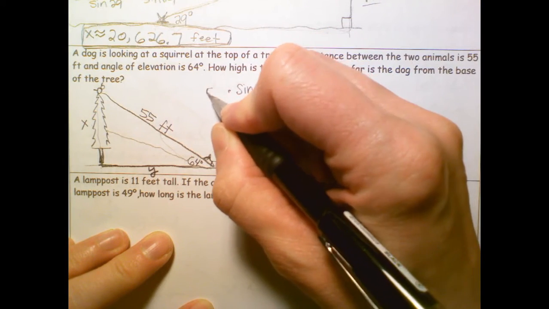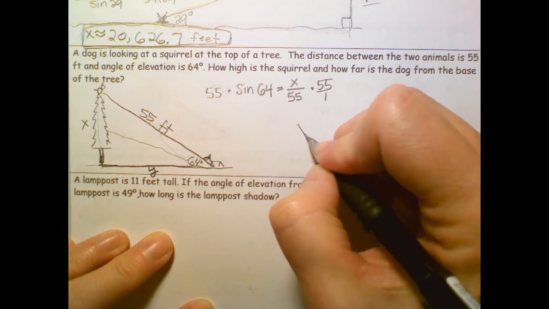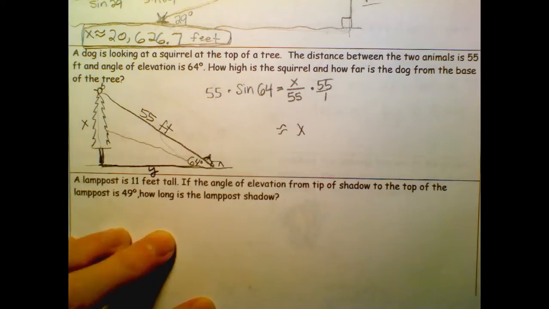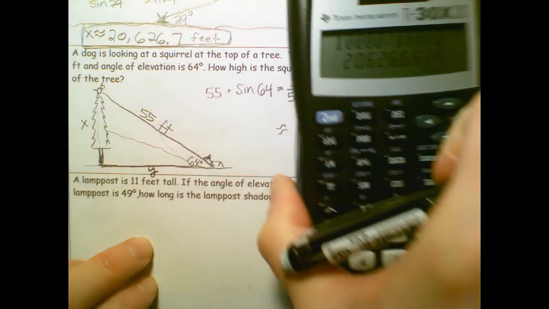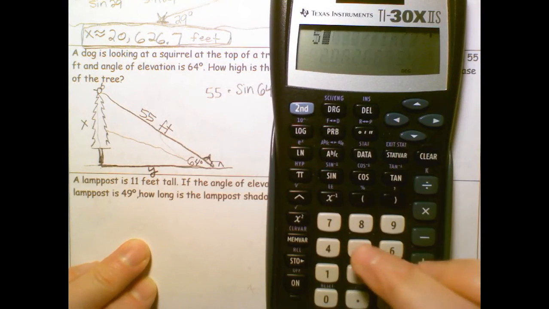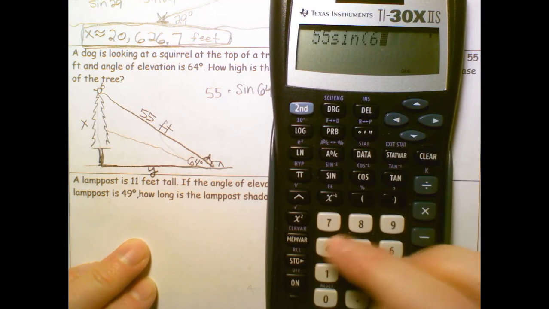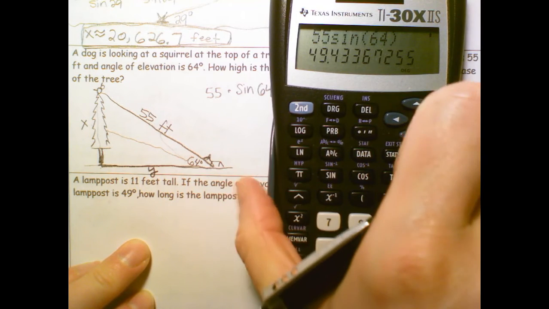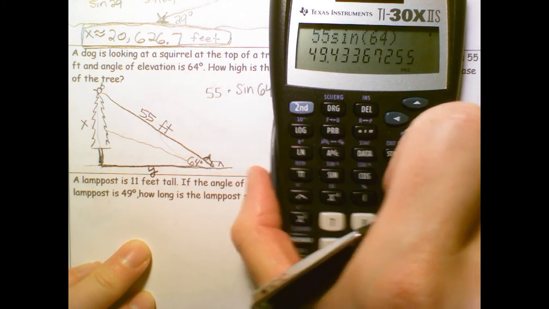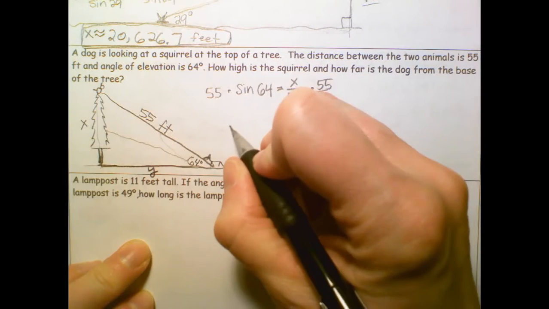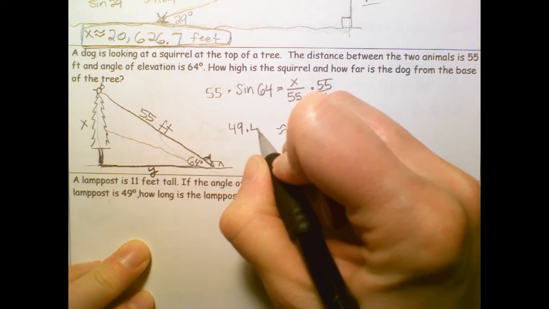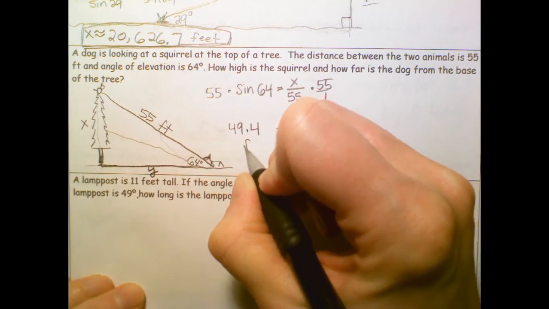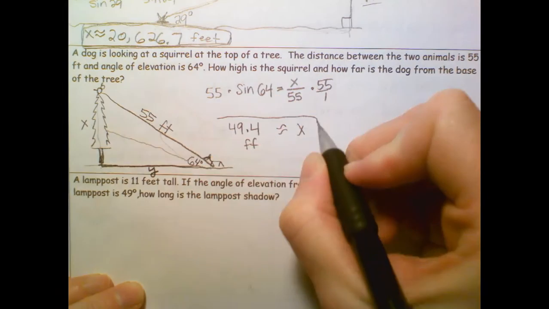Multiply both sides by 55. So this is pretty much calculator ready. 55 times the sine of 64. Okay, 55 sine 64 equals 49.4. It doesn't say how to round it, so we'll go to 1 decimal place. And since that 55 was in feet, this dimension will be in feet as well.